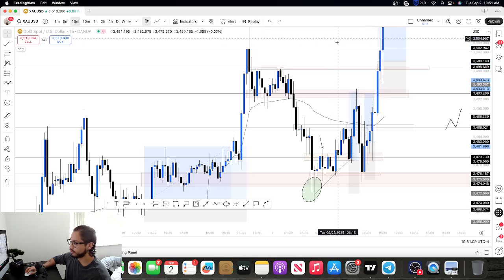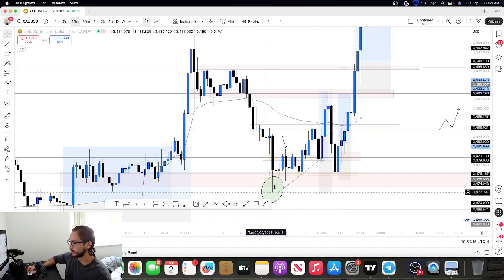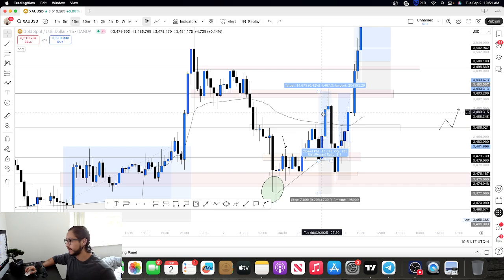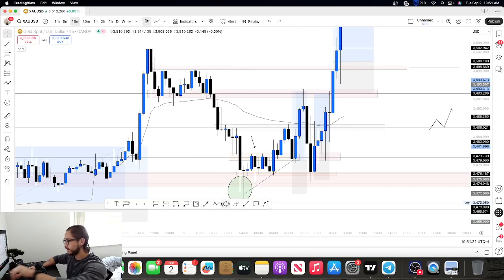So during the New York session, once we respected all of these entire lows from right over here, we started having the push towards the upside. Once again, price action coming towards the supply. This broken structure over here, which obviously is very simple, very logical, support and resistance.